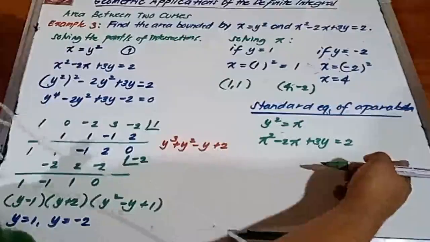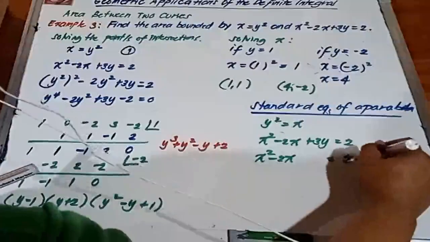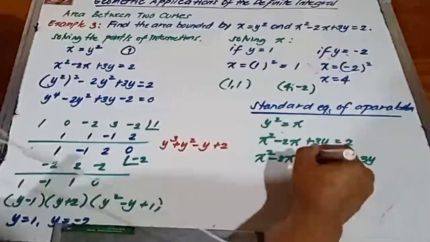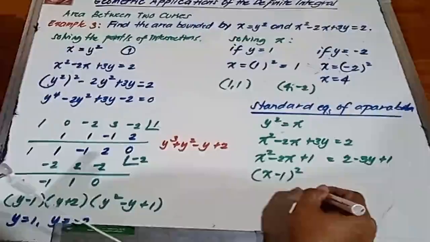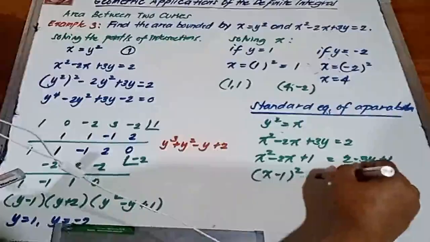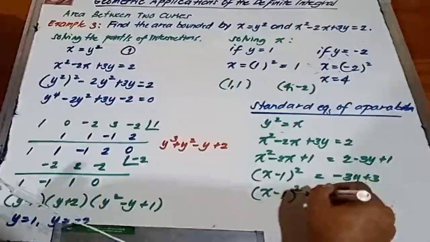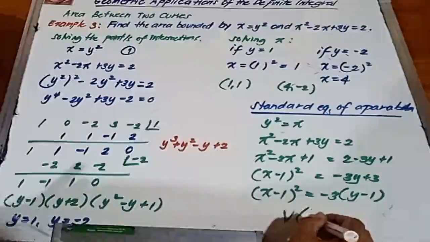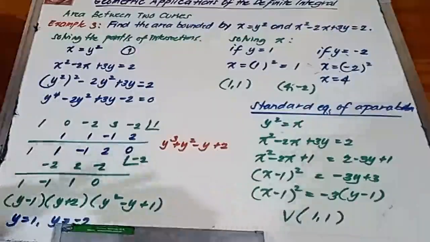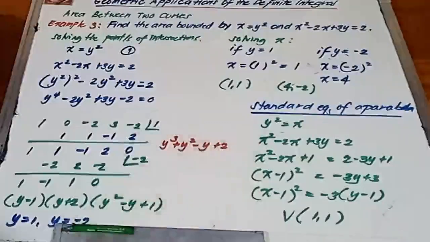Yung isa na lang, x squared minus 2x plus 3y equal to 2. Transpose natin 3y. So we have x squared minus 2x equals 2 minus 3y. Okay. Completing the square, add lang ako dito ng 1. Add lang ako dito ng 1. So we have x minus 1 squared equals negative 3y plus 3. So we have x minus 1 squared, factor si negative 3, we have y minus 1. So ang vertex ng parabola na to is located at 1, 1. Okay? So alam na natin yung points of intersection. Alam na natin yung standard form ng isang parabola. Graph na natin siya. Okay?